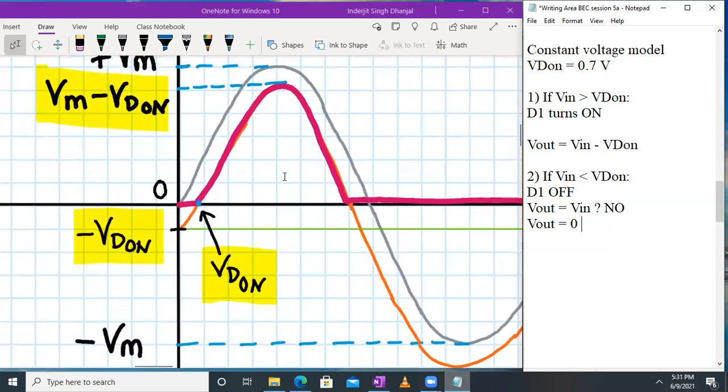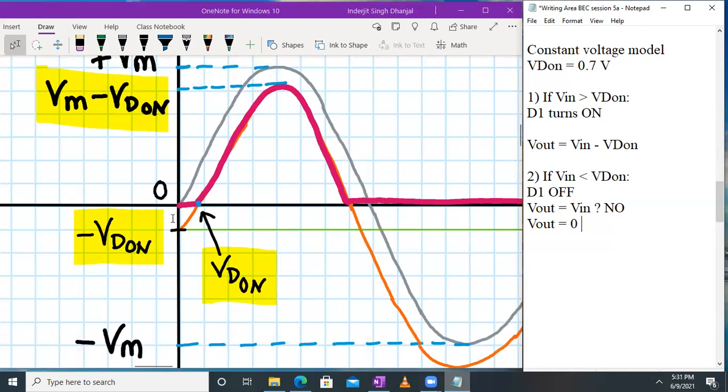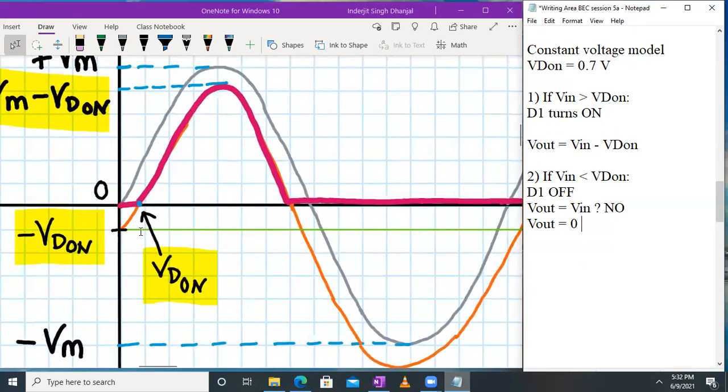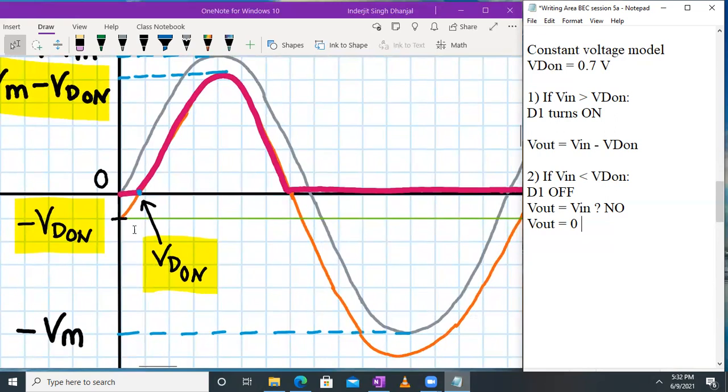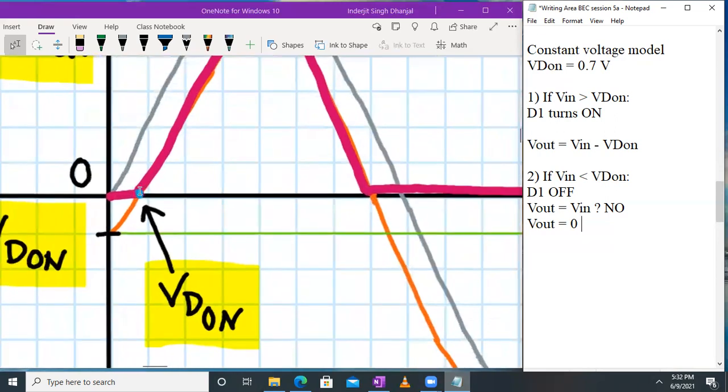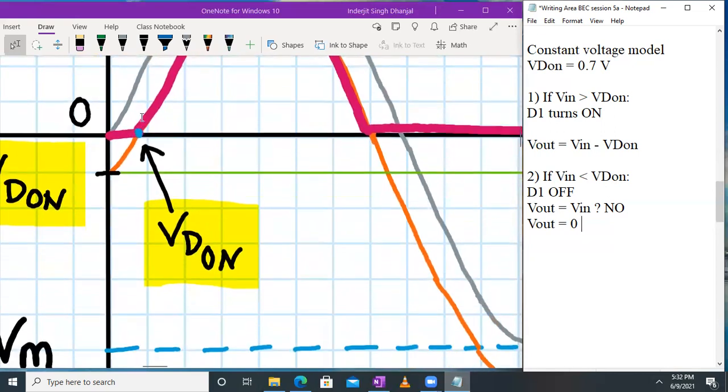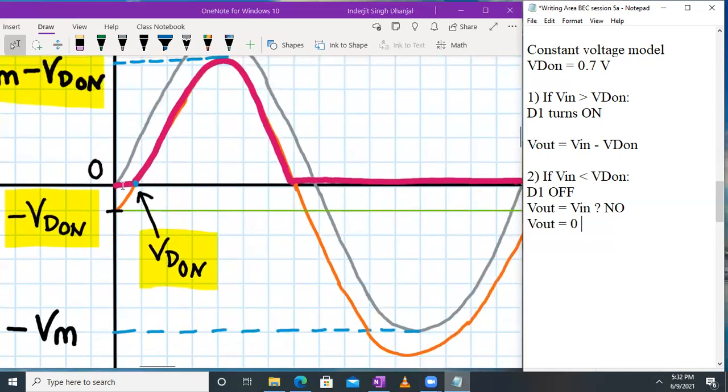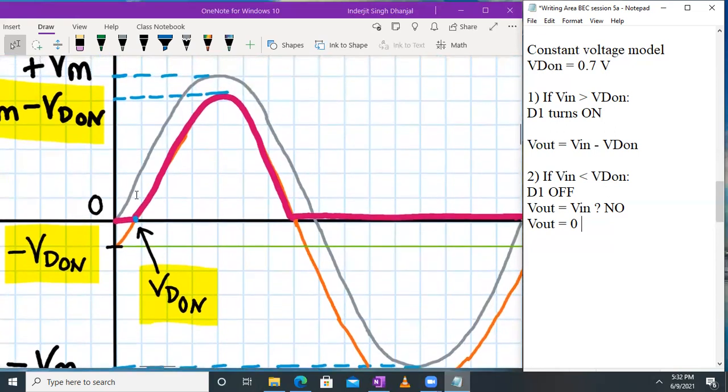Yes. So again, I repeat, I am talking with respect to the orange color waveforms. Whenever I say Vin is 0 for the orange color waveform, it means it is at minus VD on. And whenever Vin is equal to VD on, I am at the 0 axis. Over here, this is my minus VD on, so somewhere around here, when it reaches this axis, this will be VD on. Whenever Vin is greater than VD on, my output level will be tracking the input, but with a shift of VD on.